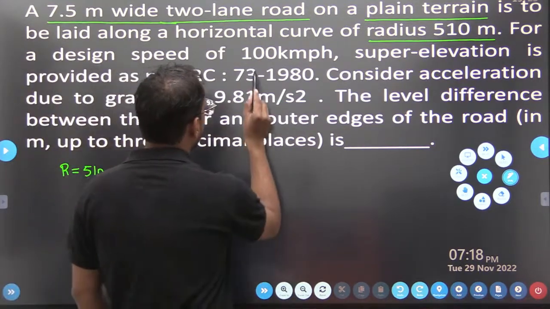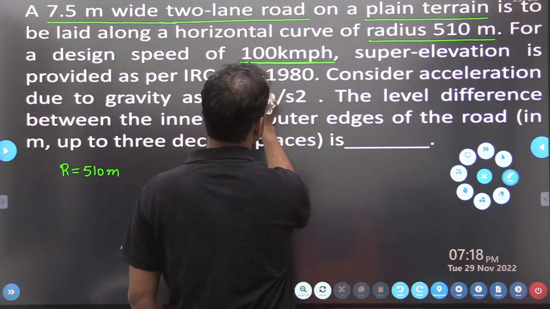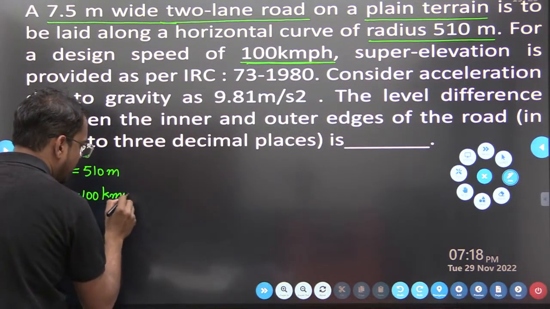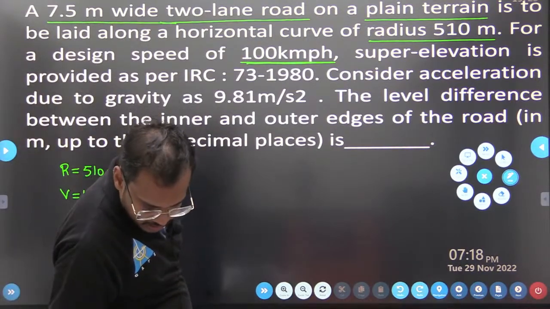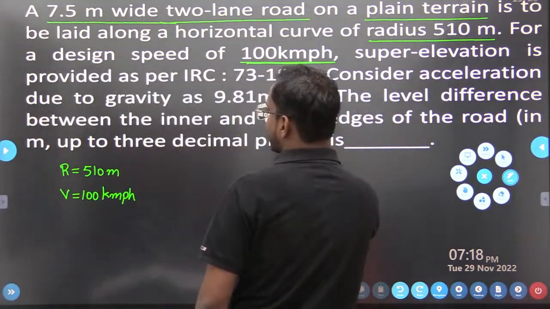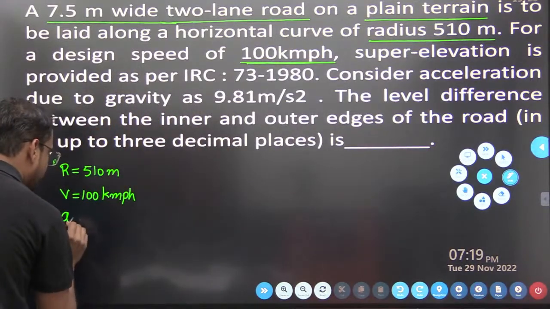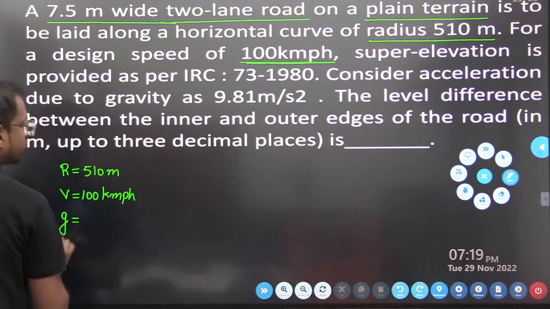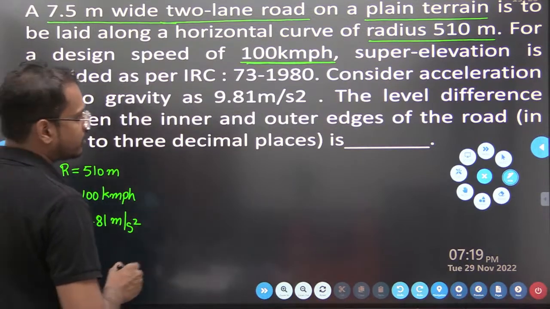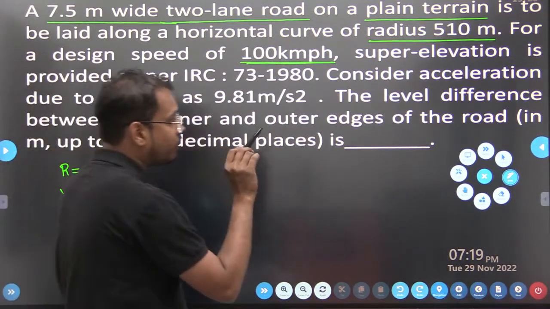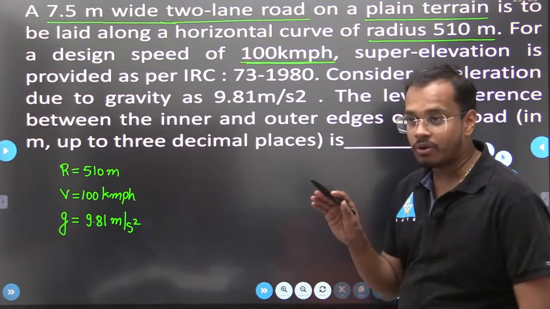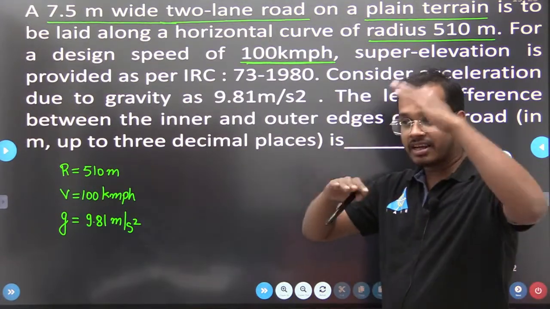For a design speed of 100 kmph, the design speed is already given in the question, and the value of design speed V is 100 kilometer per hour. Super elevation is provided as per IRC. Consider acceleration due to gravity, G, which is 9.81 meter per second square. Please remember that the question is the level difference between the inner and outer edge of the road.